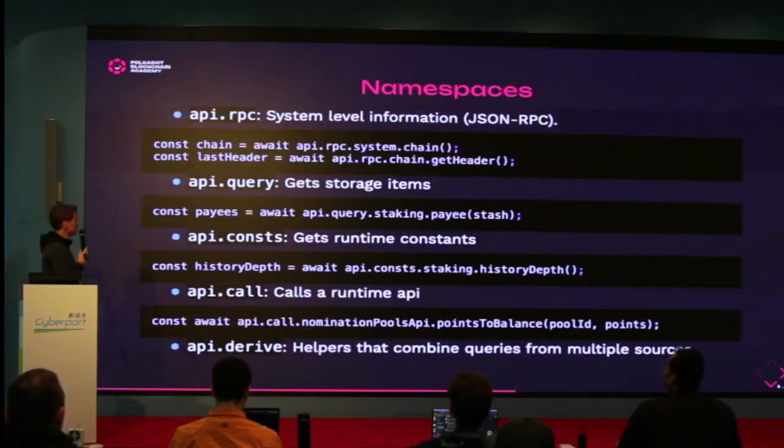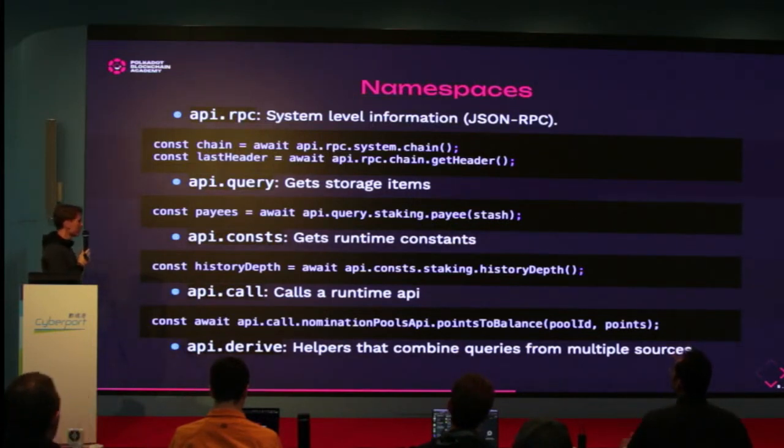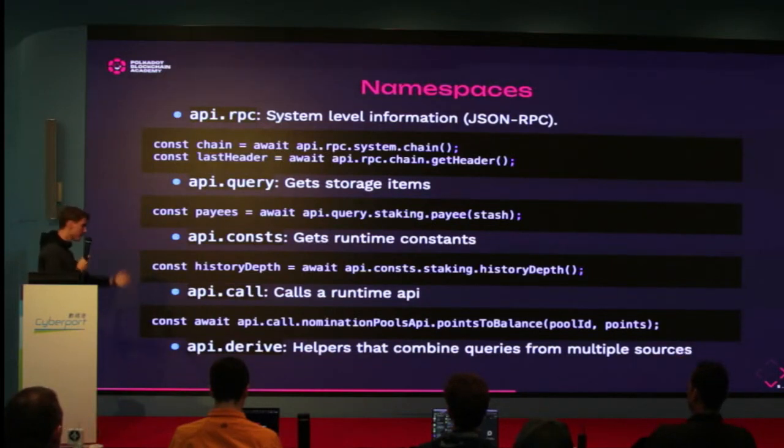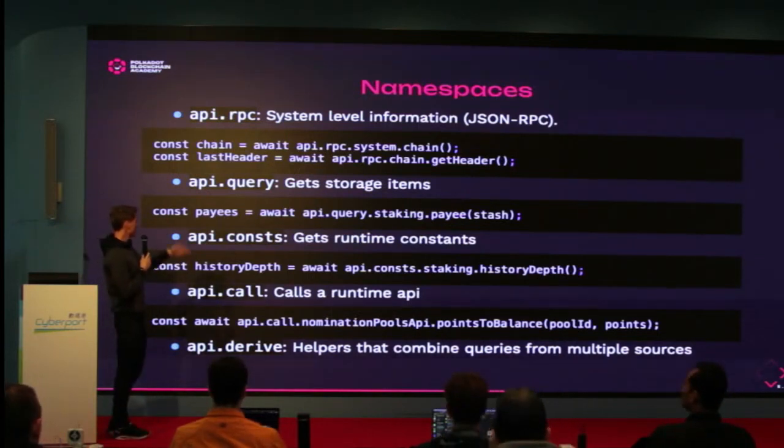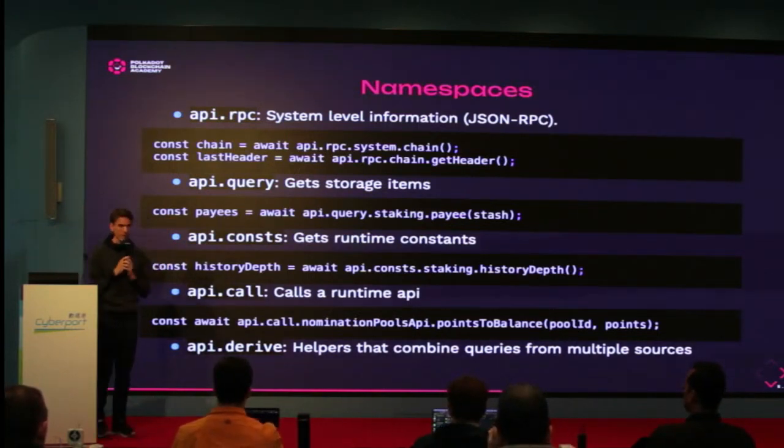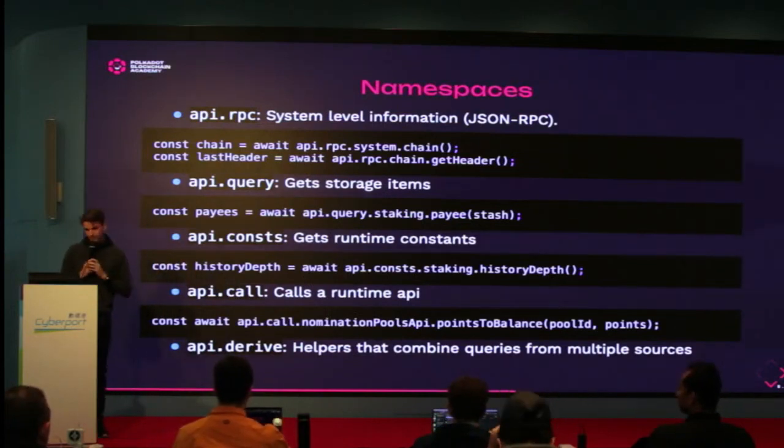So, high-level namespaces for the API. The RPC, api.rpc, gives us access pretty much to the whole JSON RPC. api.query gets storage items. api.consts gives runtime constants. Then we have api.call, which are like runtime APIs. And there's an interesting one called derive. These are like hard-coded helpers that combine various queries and consts to derive a value. So shortcuts, really.